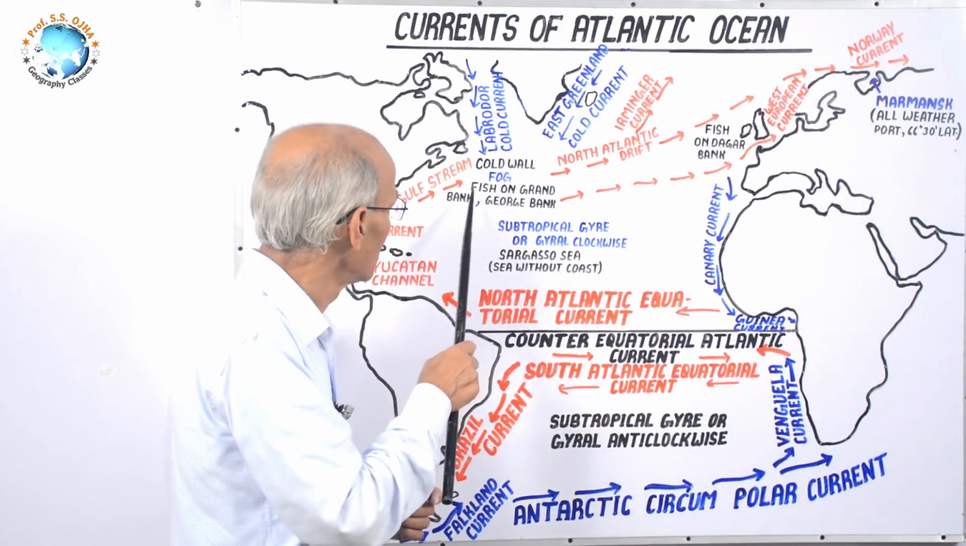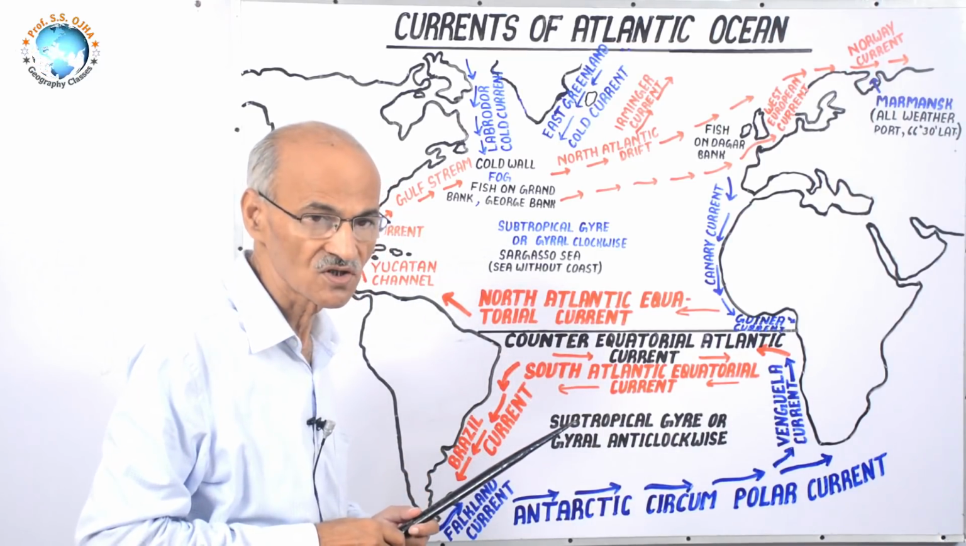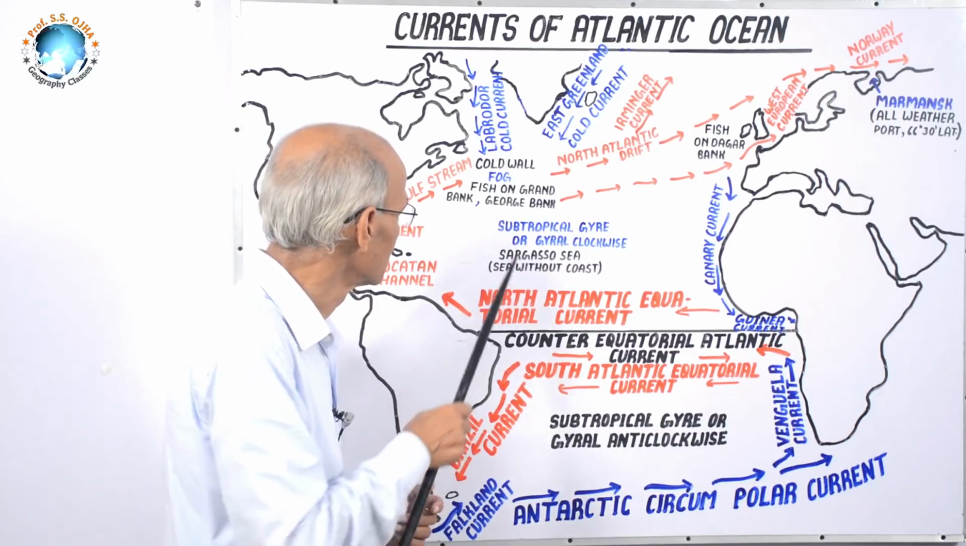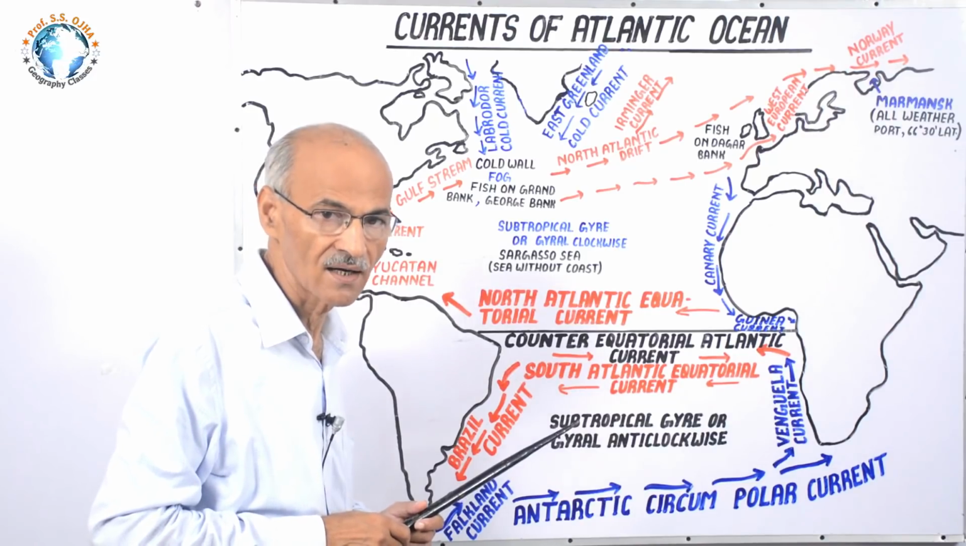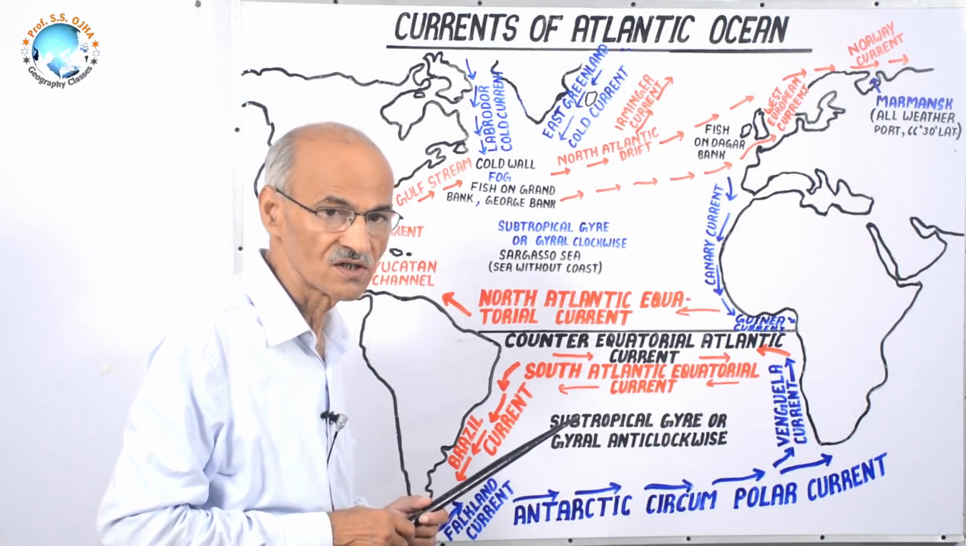Due to it, as you know, the water here is shallow due to the presence of two banks, Grand Bank and George Bank. What is a bank? Bank means oceanic water which is shallow.